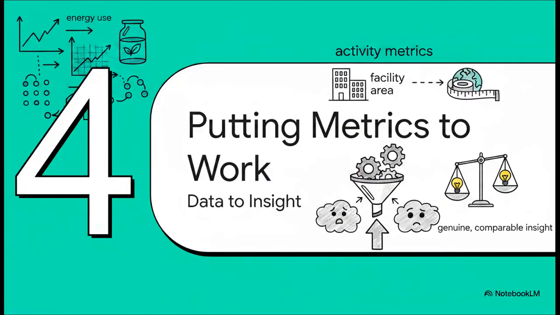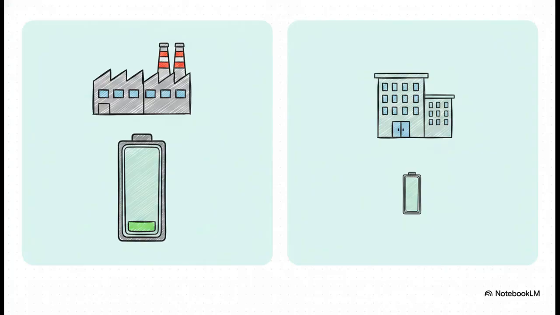Okay, so we've got the raw data, like energy use, and we've got our activity metrics. Now for the really cool part. Let's put them together and watch how we can turn these confusing numbers into a clear, comparable insight. All right, let's imagine two companies. We've got Giant Corp, who used 50,000 gigajoules of energy, and then there's Local Shop, who only used 5,000. Now, based on these numbers alone, Giant Corp looks 10 times worse, right? But let's hold that thought.